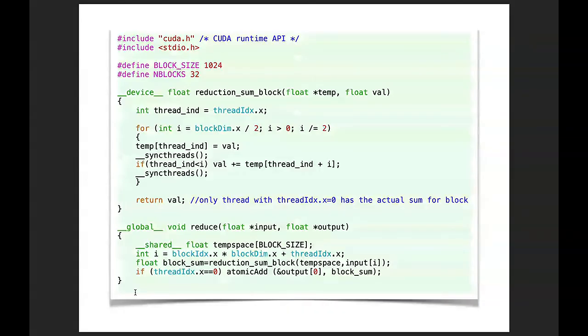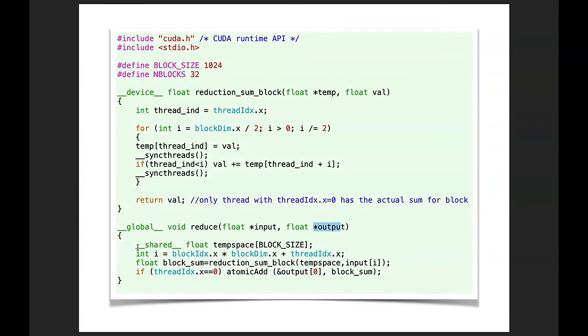So let me now show you the code which corresponds exactly to the algorithm which I have just described. So here's the code for the kernel. So I have my kernel. Here's a keyword global, which means it's a kernel. It's called reduce. It takes as input the vector, and it takes as output the single element, which is the answer.